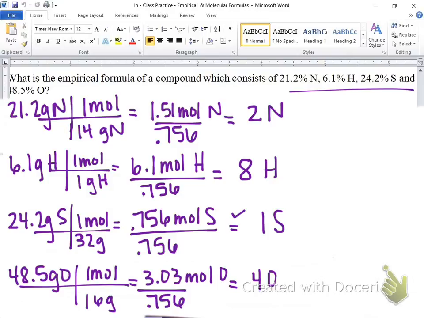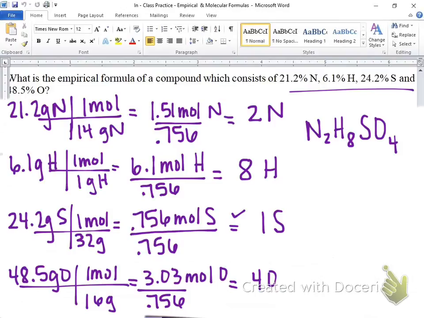So it would be N, what? N2, H8, S, O4. Yeah, S1, well, we can leave the 1 off. That's fine. Okay, so can these numbers be reduced? There's a 1 right there. So no. Right? There's a 1 right there, so it's not going to work.